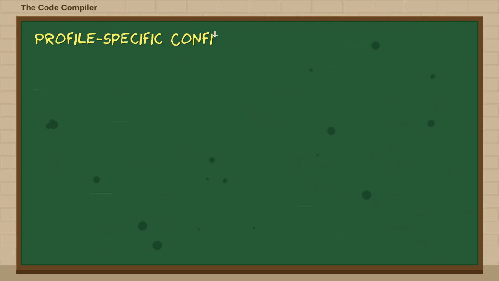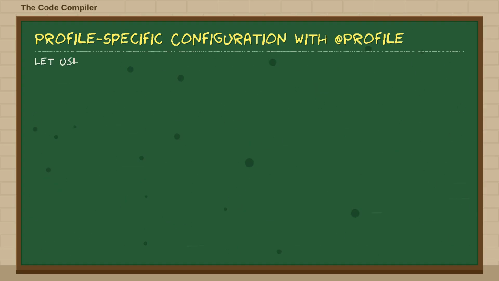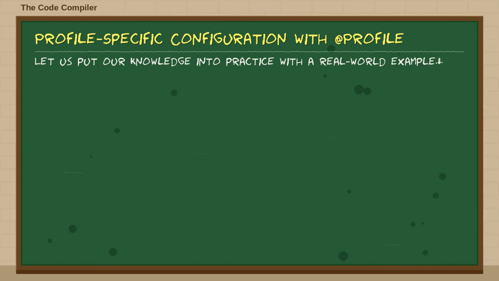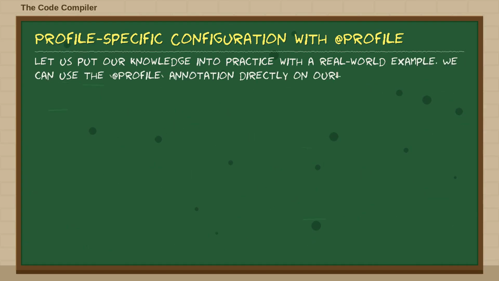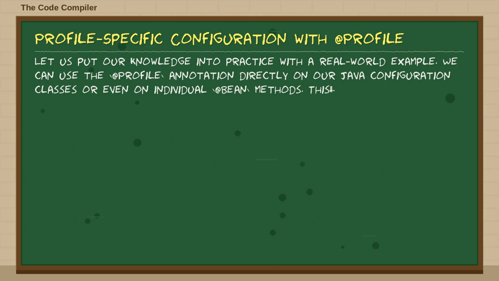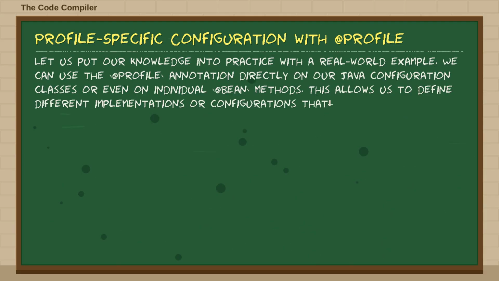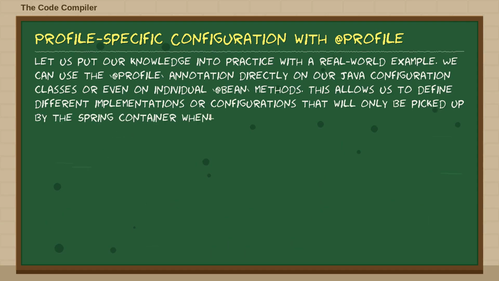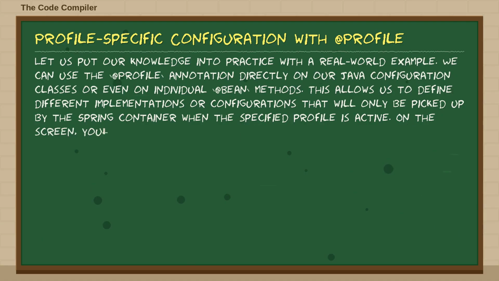Let us put our knowledge into practice with a real-world example. We can use the @Profile annotation directly on our Java configuration classes or even on individual @Bean methods. This allows us to define different implementations or configurations that will only be picked up by the Spring container when the specified profile is active.